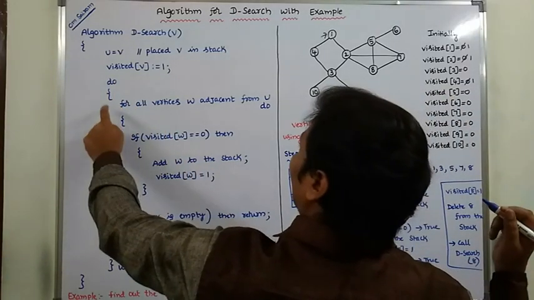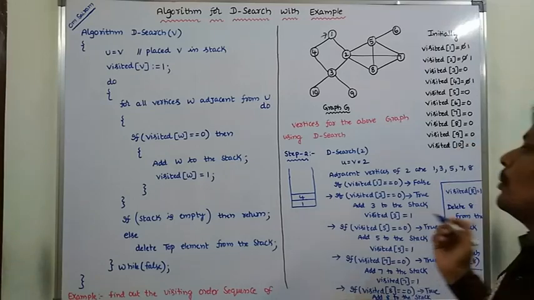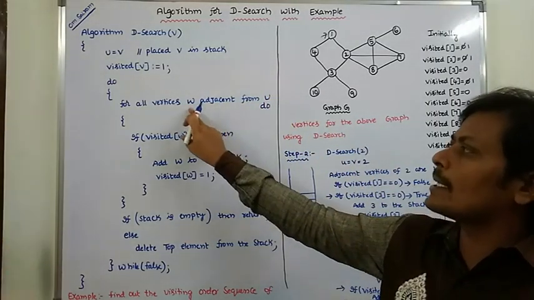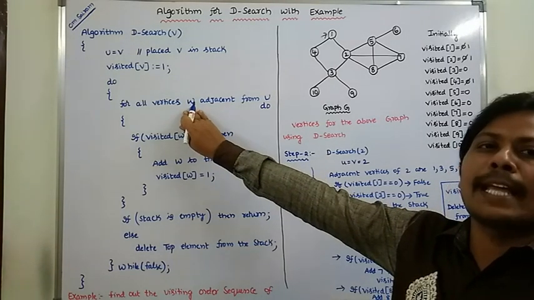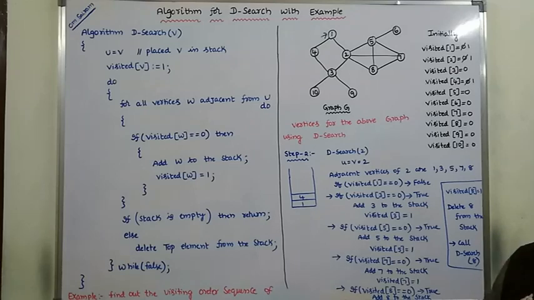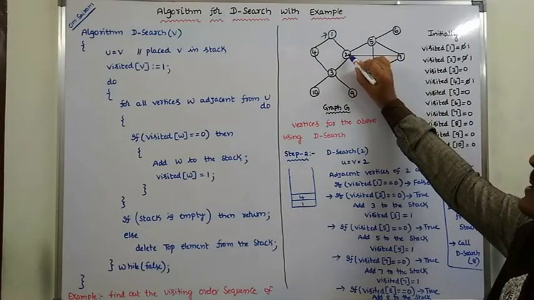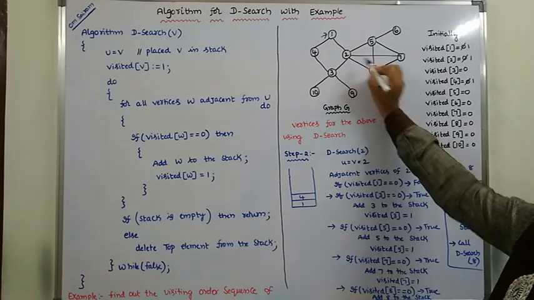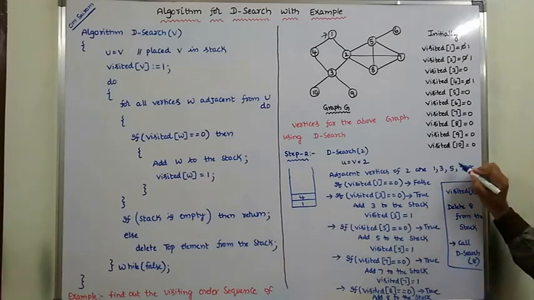Next, brace begin: for all vertices W adjacent from U. Here the U value is equal to 2. What are the adjacent vertices of 2? Those adjacent vertices can be assigned to W. The adjacent vertices of 2 are 1, 3, 5, 7, 8. So here W is equal to 1, 3, 5, 7, 8.